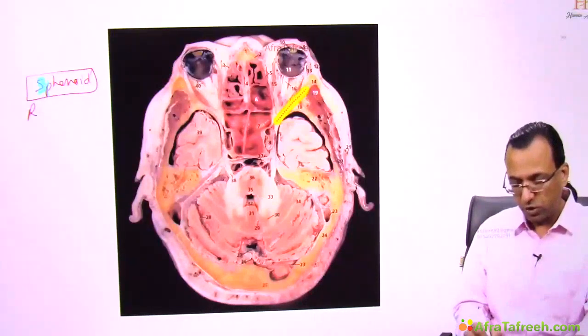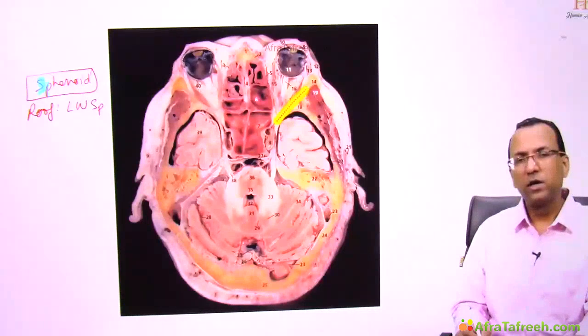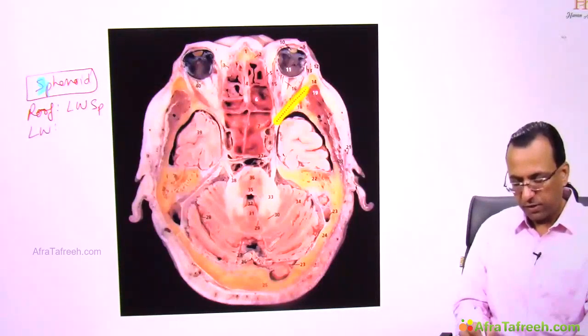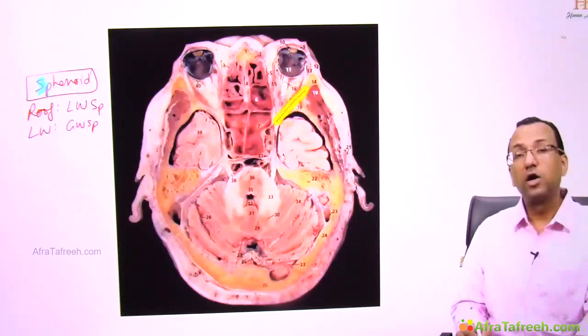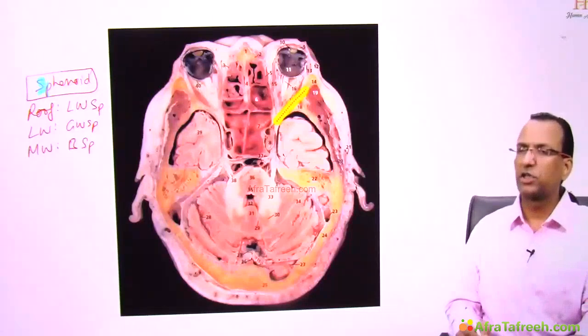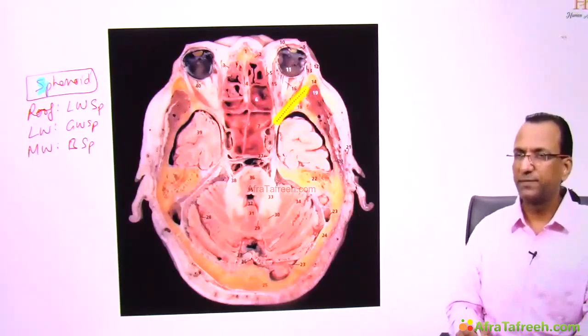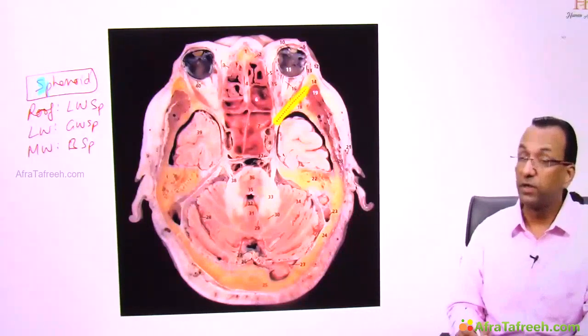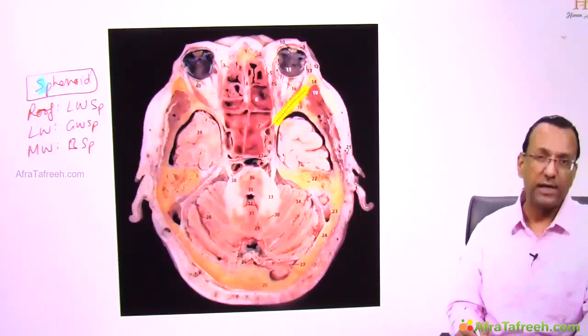What was the roof? Roof was the lesser wing of sphenoid. And what was the lateral wall? Lateral wall was greater wing of sphenoid. And what was the medial wall? Medial wall was the body of sphenoid. If you remember, we have discussed sphenoid bone earlier as well. If you don't remember, don't worry, we'll discuss it again, because orbit is a complex structure. We have to repeat it again and again.